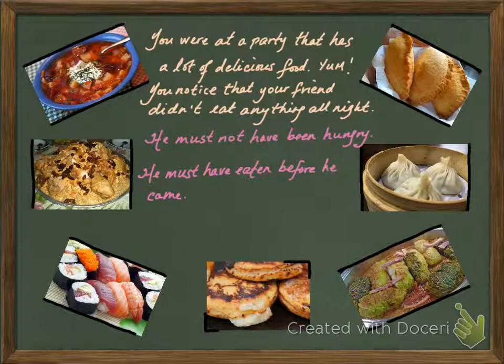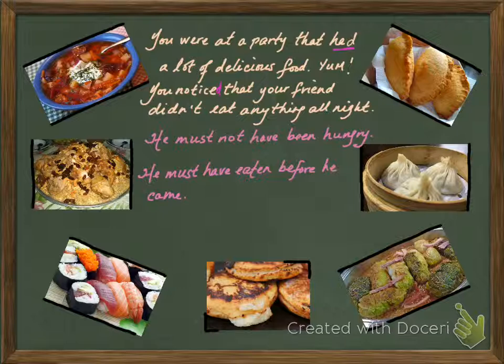So this one says you were at a party that has, whoops, I need to change that verb tense. Hang on a minute. Okay, here we go. Let's try that again. You were at a party that had a lot of delicious food. Yum. So you noticed, oh, there it is again. Oh, I'm so terrible. Minus one for me.